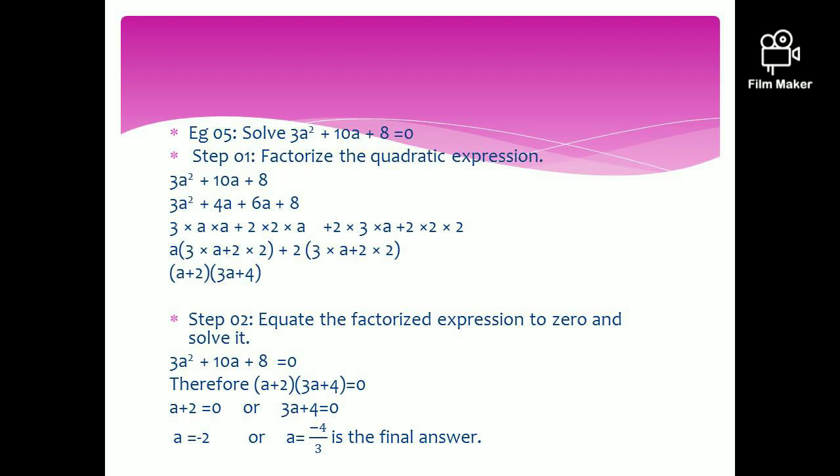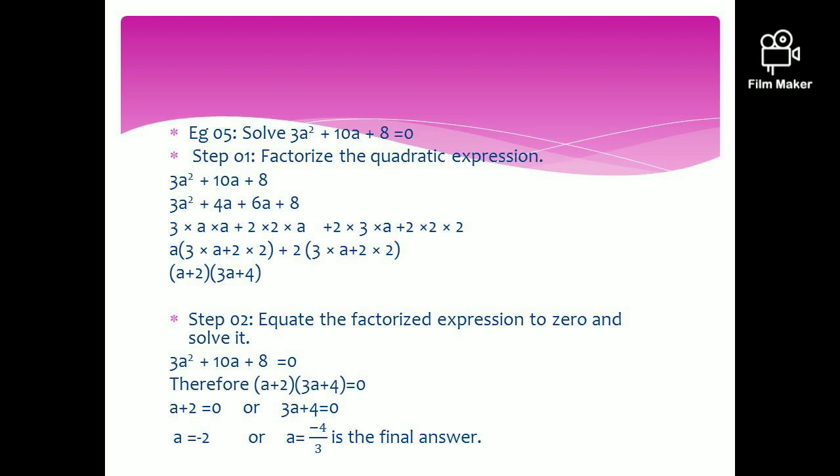With that, if you expand the individual terms, 3a squared is 3 into a into a, 4a you can write as 2 into 2 into a, 6a you can write as 2 into 3 into a, and 8 you can write as 2 into 2 into 2. If you take the common term a out from the first two expressions, it turns into a into 3a plus 4... and from the last two expressions, 2 is common. There you get 2 into 3a plus 4. With that, again a plus 2 is common, and the first bracket is a plus 2 and the second bracket is 3a plus 4.